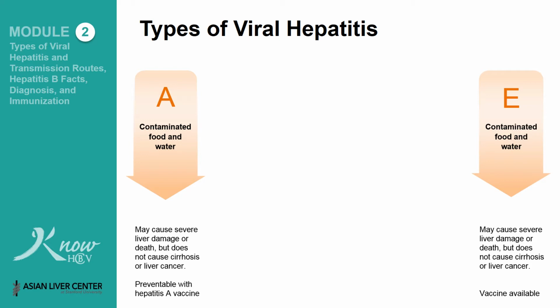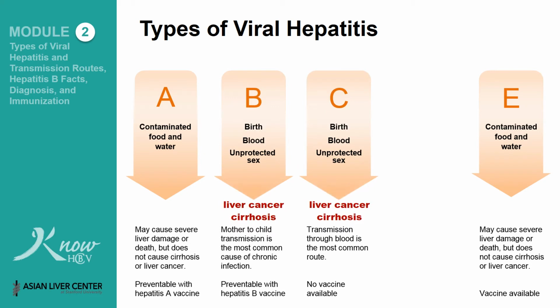Hepatitis B and C can be transmitted through blood and unprotected sex. In the endemic countries in Asia, mother-to-child transmission is the most common cause of chronic hepatitis B infection. The most common transmission route for hepatitis C is through blood, such as from using or sharing needles and syringes. Both hepatitis B and C infection can become chronic and may cause cirrhosis and liver cancer.